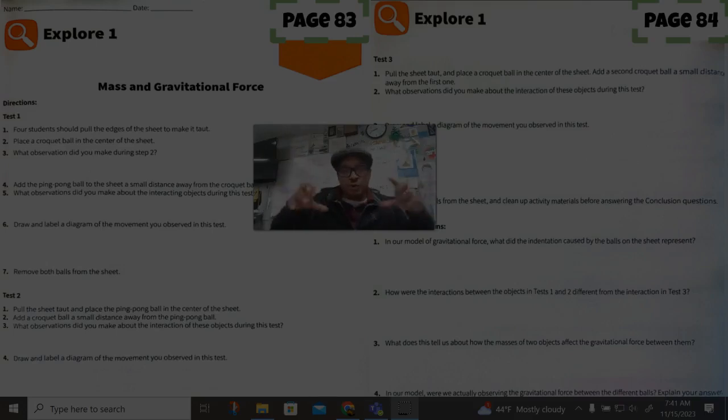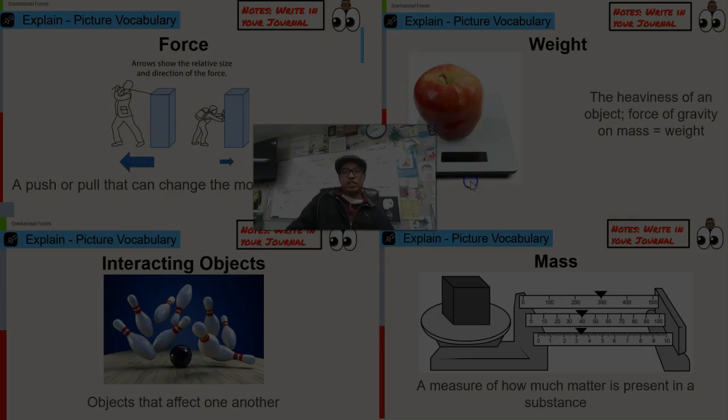This Explorer will be posted in its own whole video, so I'm not going to take any more time to talk about this one. But again, page 83 and 84, mass and gravitational force. We will finish recording this today, and then I will see if I can get it edited, and I'll for sure get it up tomorrow, maybe today. So we'll see. But this is what we're going to complete today in class. Then we're going to move on to this next part.